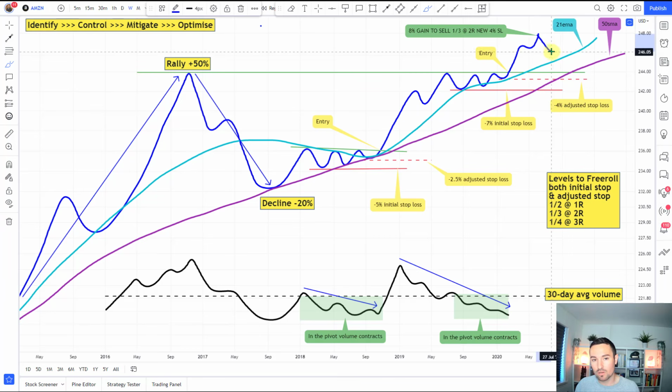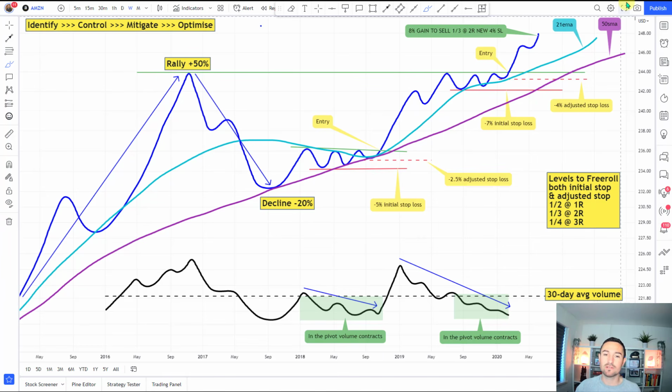So what I would then want to do is try and sit through the testing action and then play it for the bigger move. So when we've mitigated the risk, then we're moving into optimizing profits. Now with optimizing profits, for me, I'm going to be riding the 10 and 21 EMA. So I'm looking for closes below those. Then I'm going to sell a third and a third.